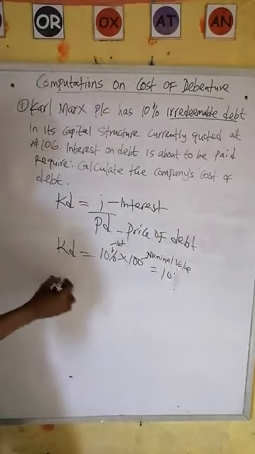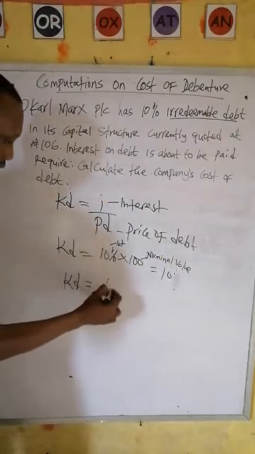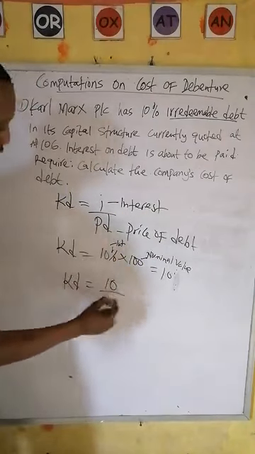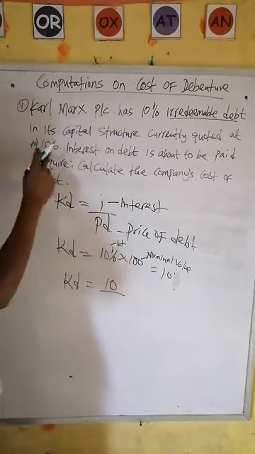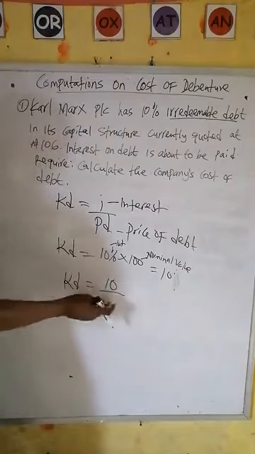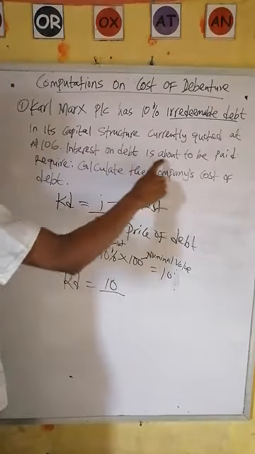In that wise, our cost of debt is equal to the interest of 10, which is 10% of the 100 naira, all over the price of debt. What is the price of debt? They are currently quoted at 106 naira. But before we put it here, look at it again. It said interest on the debenture is about to be paid.